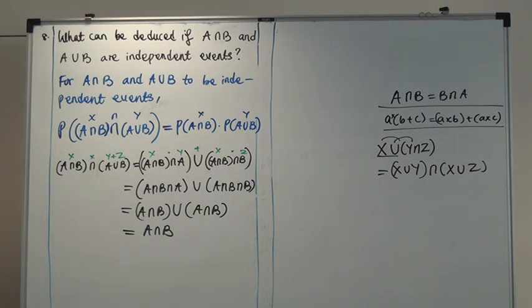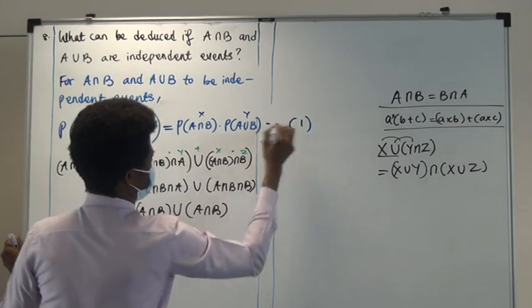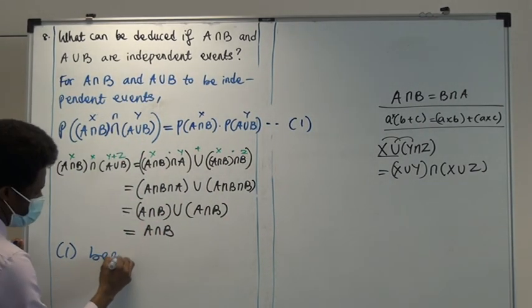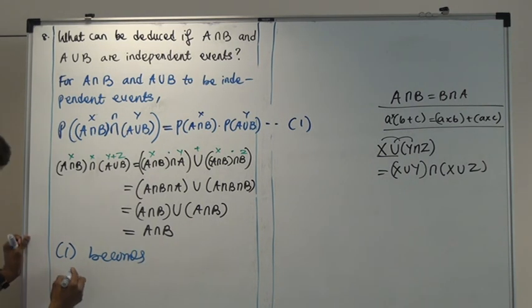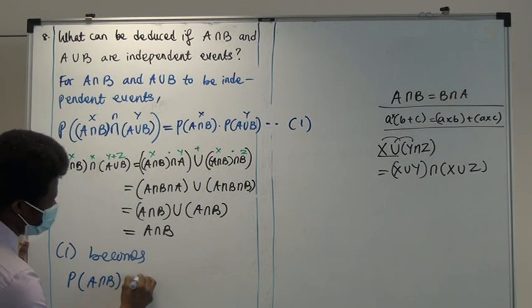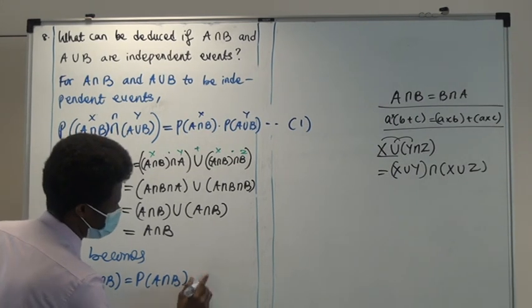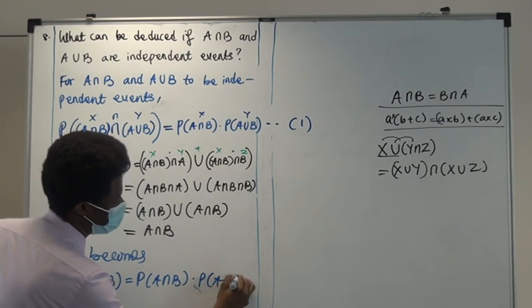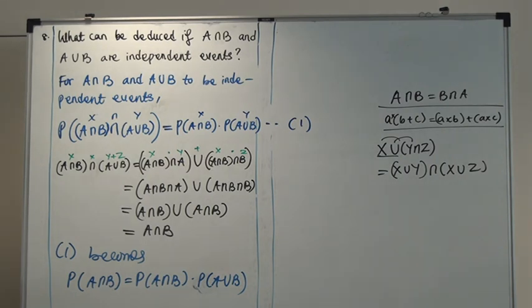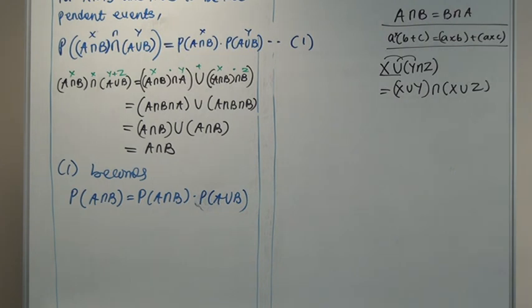As a result of this, if you call this 1, then 1 becomes: probability of A intersection B equals probability of A intersection B times probability of A union B. So you can see there's something common. Can I divide both sides and conclude that probability of A union B is 1?